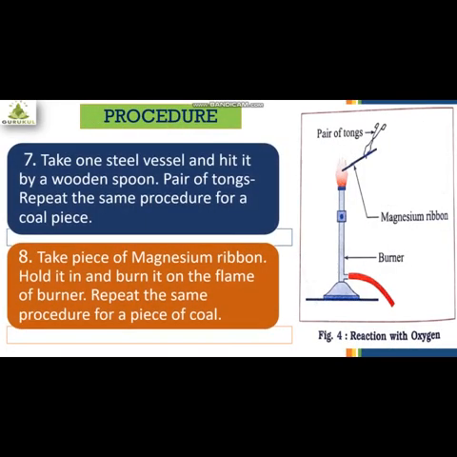Next, what we are going to do? We are going to take one steel vessel and hit it with a wooden spoon. Repeat the same procedure for a coal piece. Take one steel vessel. Again, with the steel vessel, by a wooden spoon, we are going to hit.